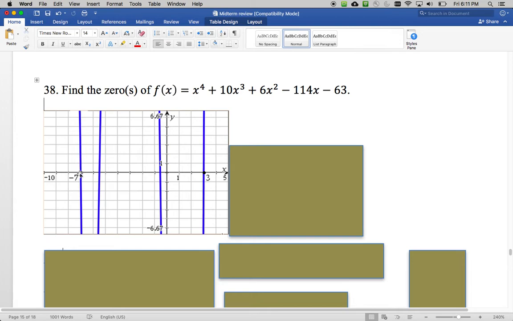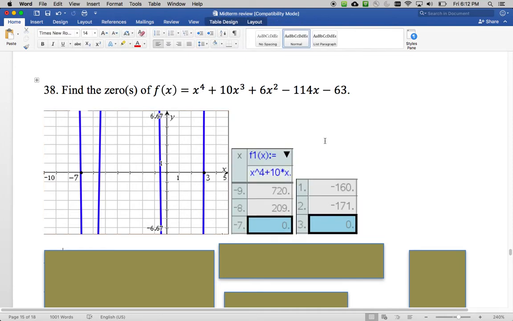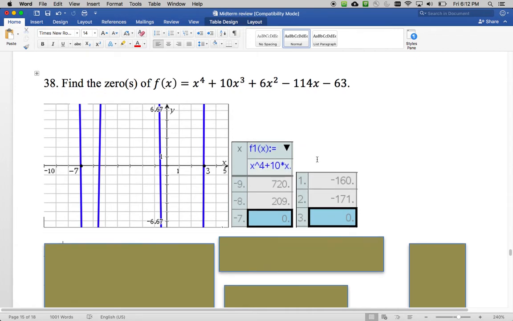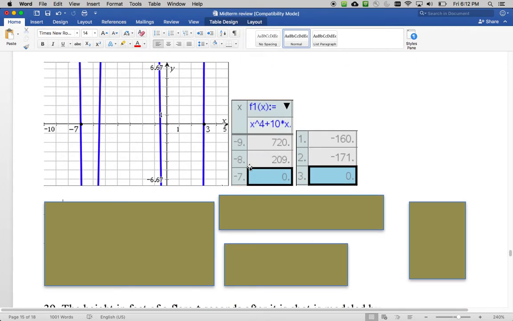For -7, it does land right on the tick mark. For 3, it lands right on the tick mark. But for this one, it's somewhere in between, and for this one it's somewhere in between. So we're going to use those whole number x-intercepts to do synthetic division to figure out where our other two are. Now, I always like to pull up the table just to confirm that the ones that look like they land on the whole number x-intercepts actually do, and so I just pulled up my table and it did.